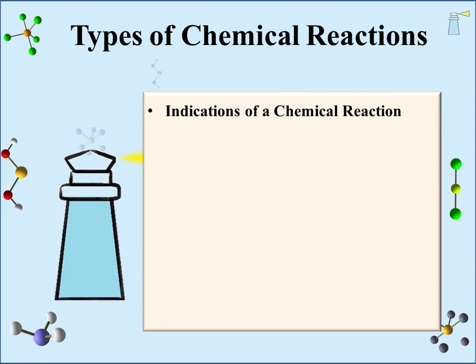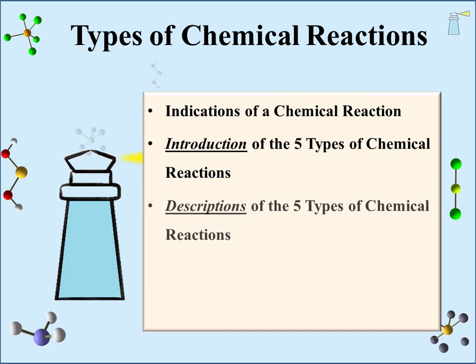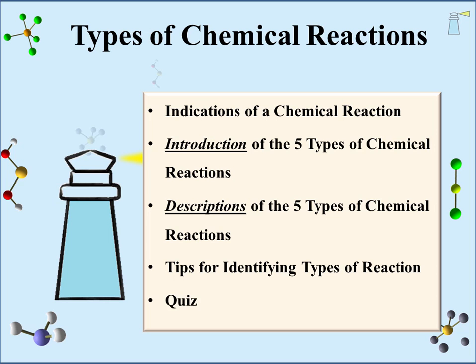Leading the lecture is a review of indicators of a chemical reaction. Then it is on to an introduction of the 5 types of chemical reactions, followed by more thorough descriptions of the 5 types of chemical reactions. Offered along the way and then summed up together are general tips or keys for identifying types of chemical reactions, which are put to use in a quiz.